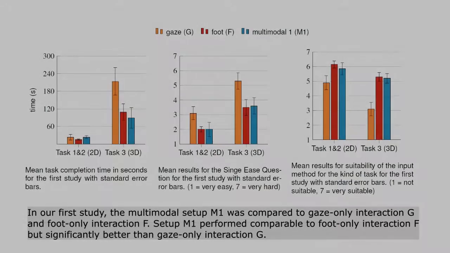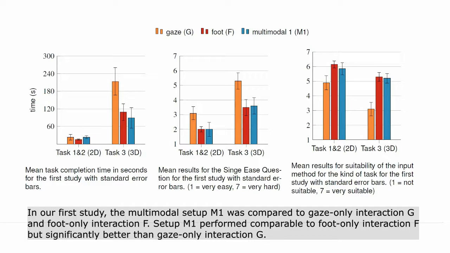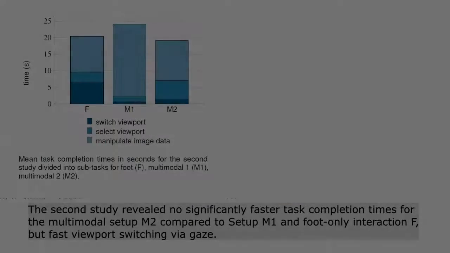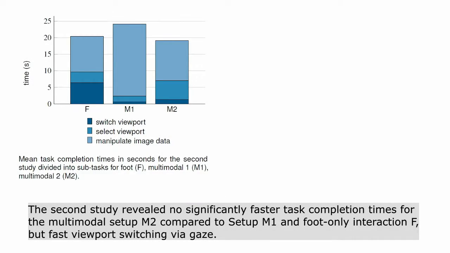In our first study, the multimodal setup M1 was compared to gaze-only interaction G and foot-only interaction F. Setup M1 performed comparably to foot-only interaction F, but significantly better than gaze-only interaction G. The second study revealed no significantly faster task completion times for the multimodal setup M2 compared to setup M1 and foot-only interaction F, but fast viewport switching via gaze.